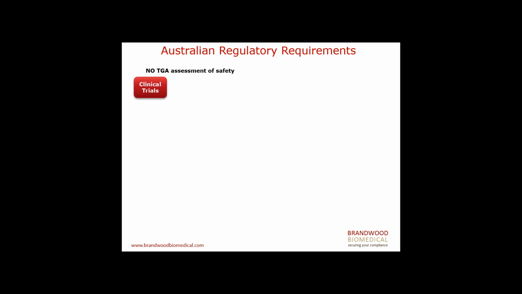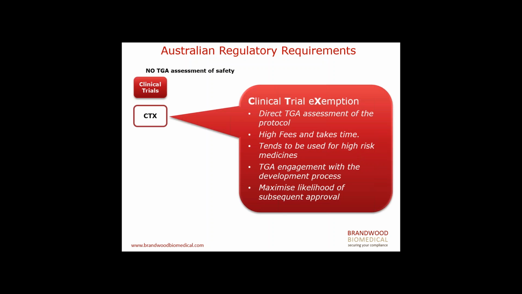There are usually two pathways to notify TGA if a device is to be used for clinical trial. The first is the clinical trial exemption scheme. What this requires is a direct TGA assessment of the protocol. There are a lot of fees and a lot of time required for this pathway, and it's usually used for high-risk medicines. This pathway requires engagement with the TGA as you develop the process. The advantage is that while you're spending a lot of fees and time on this, it does increase the likelihood of subsequent approval.